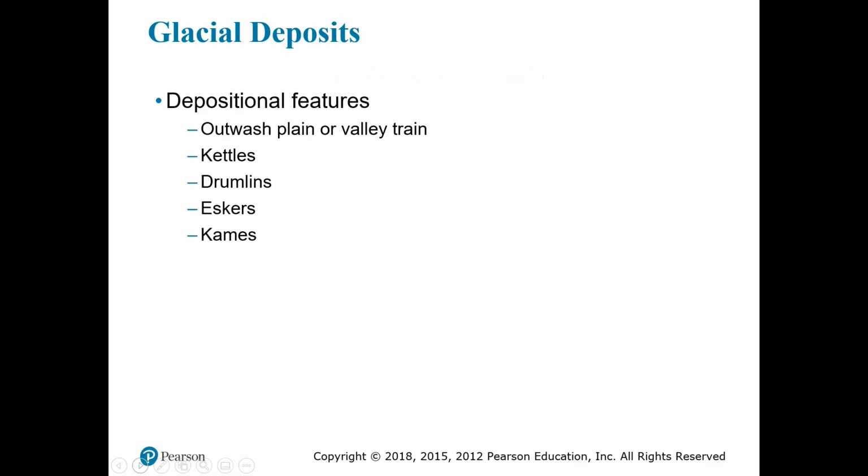Some other depositional features that we can have are ground moraine. We can get outwash plains, kettles, drumlins, eskers, and kames. We looked a little bit at these when we worked on our lab last week, but now we'll watch a tutorial that walks us through all of these different types.